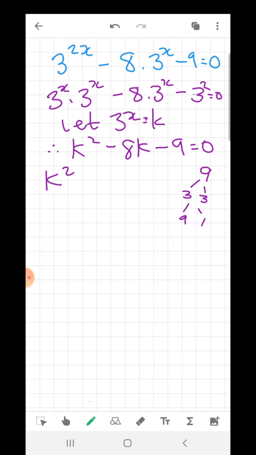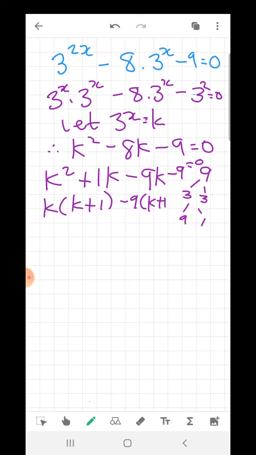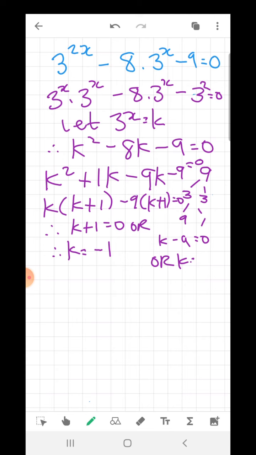So this would be plus 1k minus 9k, because minus 9 plus 1 is minus 8, is equal to 0. Take out what is common, and you should be left with this. Therefore, k plus 1 is equal to 0, or k minus 9 is equal to 0. Therefore, k is equal to minus 1, or k is equal to 9. But don't stop here. You haven't answered the question.